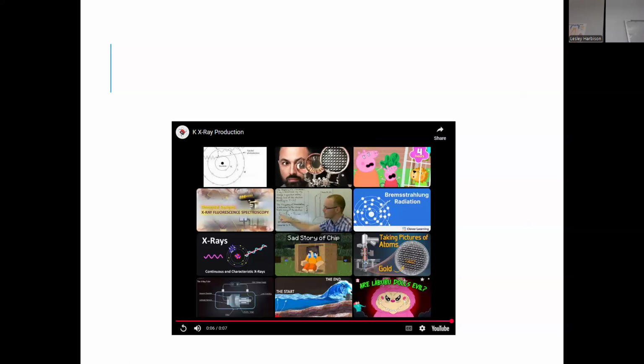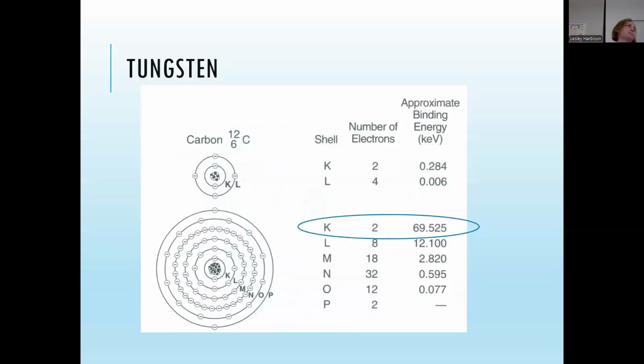With the characteristic, does it always knock out from the K shell? Mm-hmm. I want to say no, because we do end up with different strengths of X-ray photons.